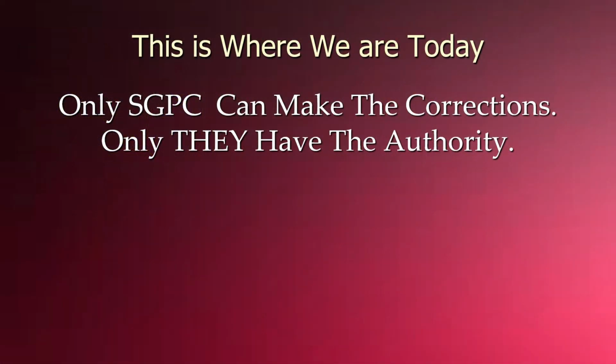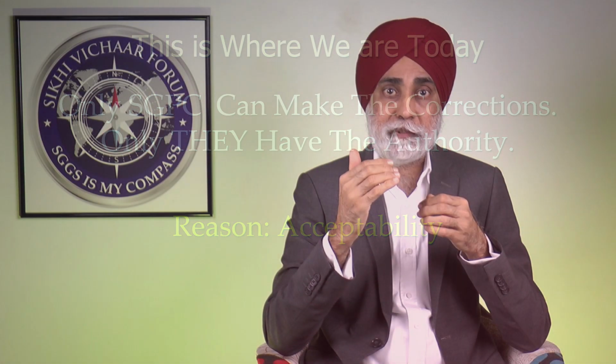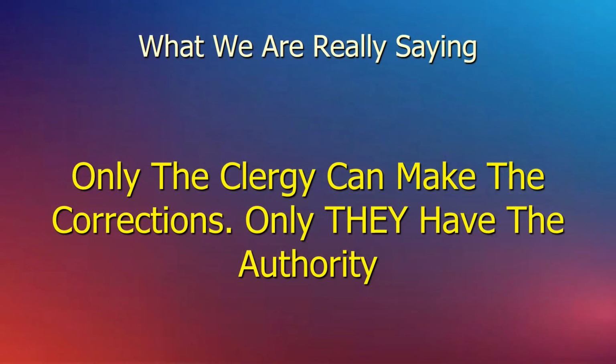The accepted view is that only the SGPC can make the corrections for the errors that have come into the Sri Guru Granth Sahib. Only they have the authority. And the reason only they can do it, according to a vast majority of Sikhs, is acceptability. That the Sikh world will accept the rectifications only if the SGPC and the Akal Takht do it. But in saying such, what we are really saying is that only the clergy can make the corrections.